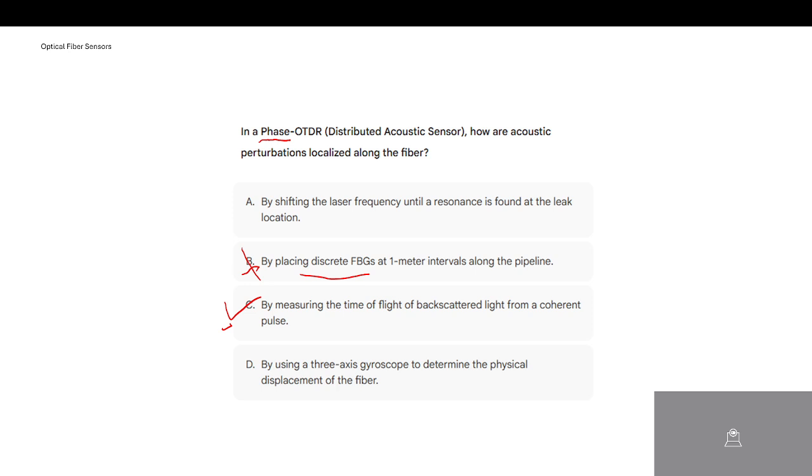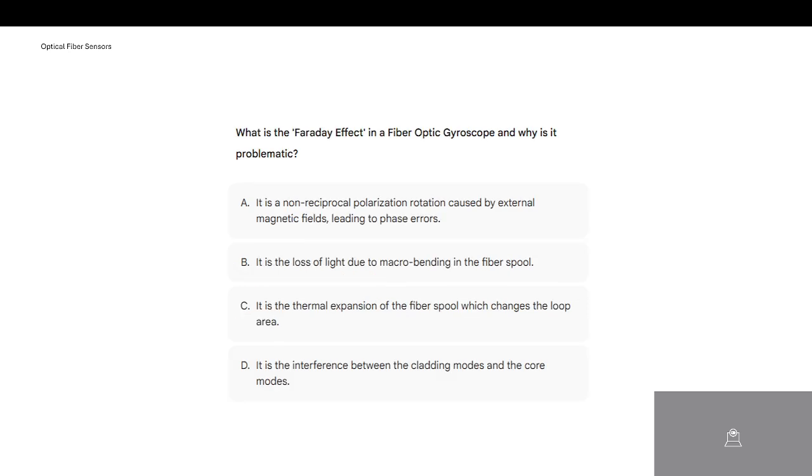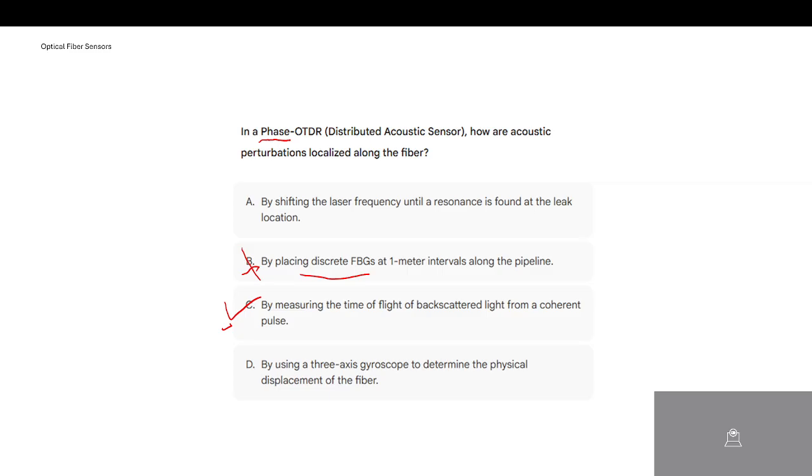Okay, sir. Did you understand? This is a phase OTDR, so we need to measure the time of flight of backscattered light from coherent pulses. Wavelength only FBGs. Okay, sir.